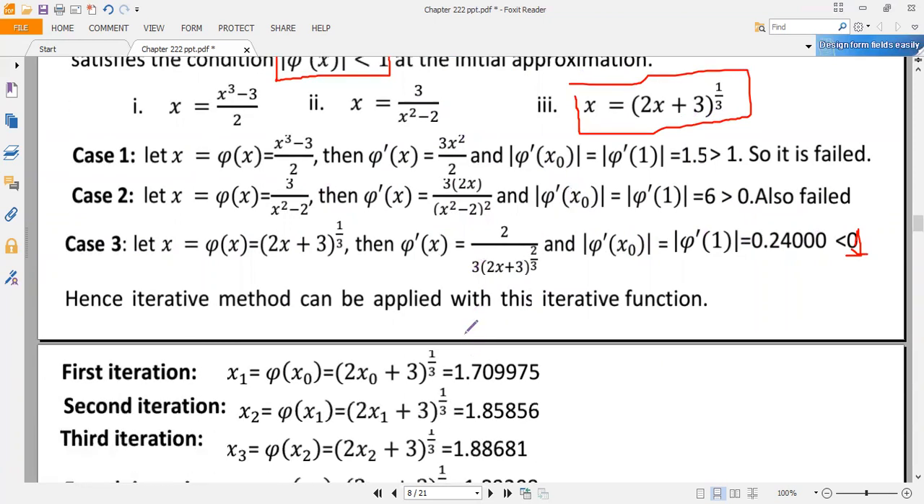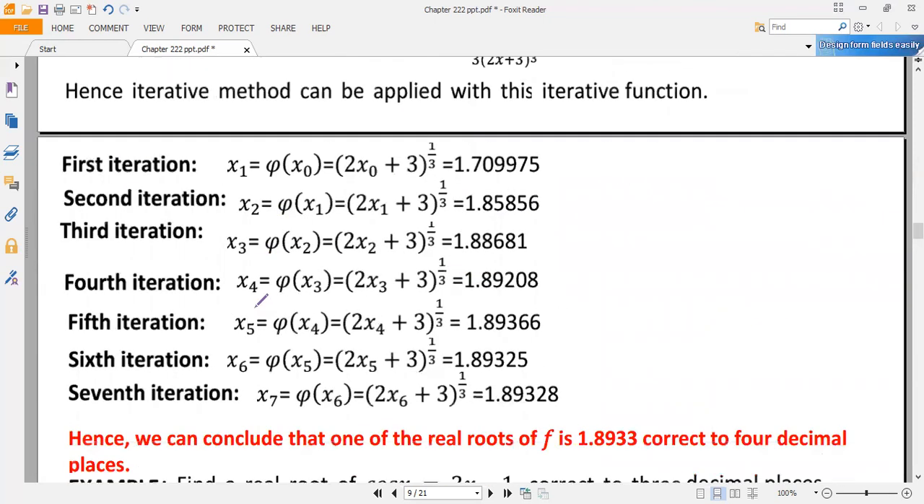So our iterative function is x equals the cubic root of 2x plus 3. Using this iterative function and the initial approximation, we can find successive approximations. x1 is equal to phi of x naught, which is the cubic root of 2x naught plus 3, which is 1.70975. And x2, which is phi of x1, the cubic root of 2x1 plus 3, which is 1.85856.